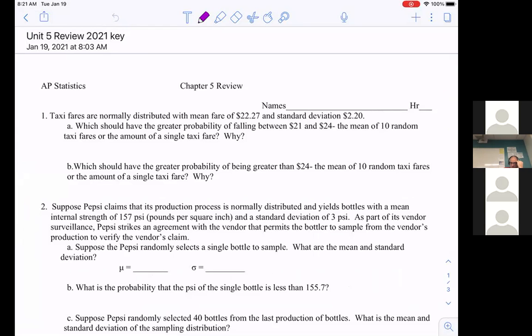So taxi fares are normally distributed with a mean of $22.27 and a standard deviation of $2.20. Which should have a greater probability of falling between 20 and 24: the mean of 10 random taxi fares, or the amount of a single fare, and why? So again, this is probably your ability to drop in a 10-cent word. Okay, so this is all about the central limit theorem, and we can abbreviate that. It's a common abbreviation, so it's fine. The CLT, central limit theorem.